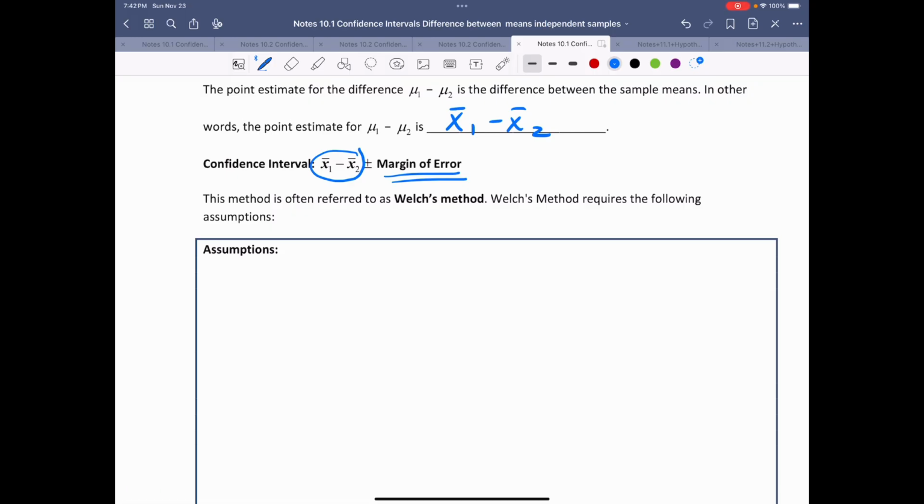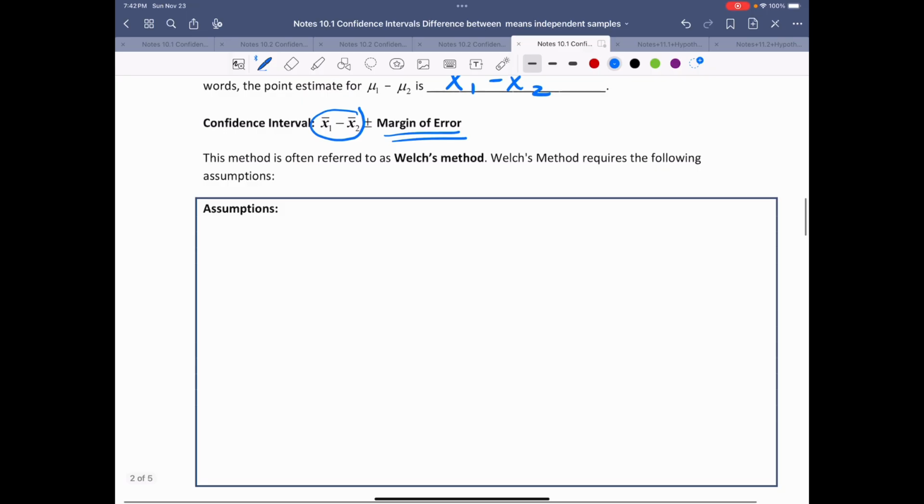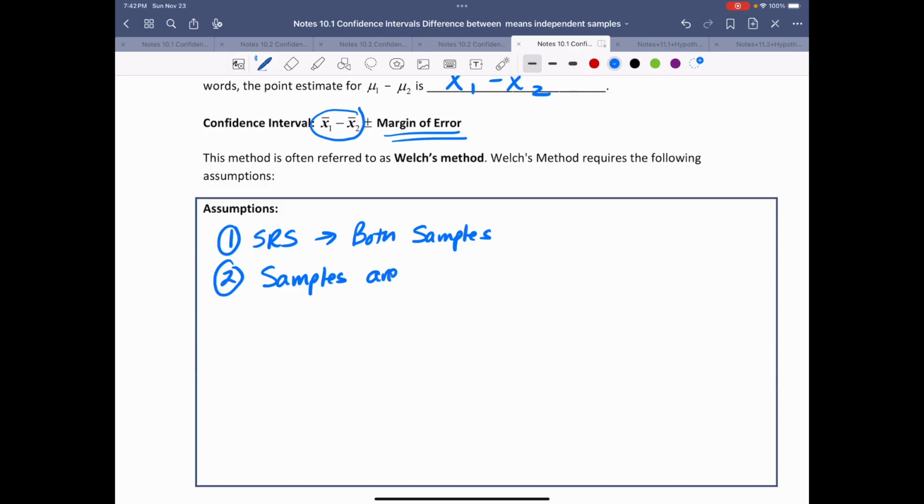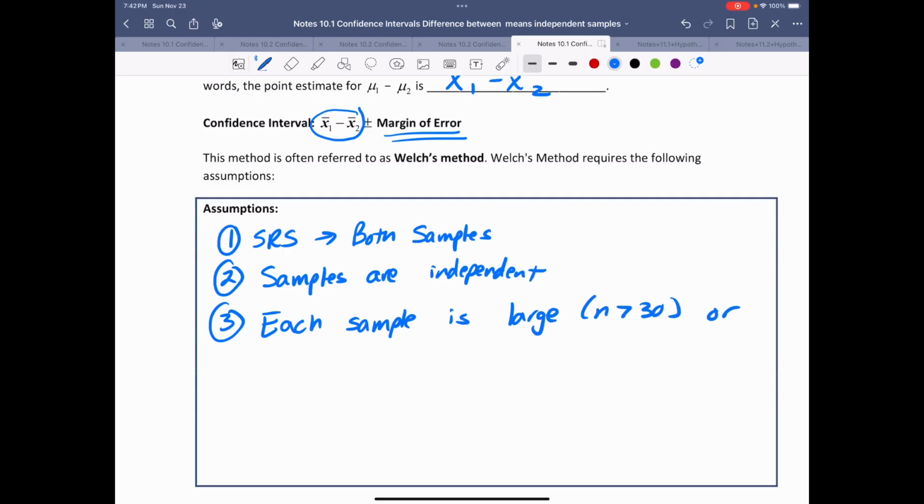And when we have 2 independent tests, we use what's called Welch's method, and you've got 3 assumptions instead of 2. And here are the 3 assumptions. The first one's the same old thing, an SRS from both samples. The new one is that the samples are independent. And the third one is our normal condition again. Either the sample is large, n is greater than 30, or the populations are approximately normal, or you're going to examine your data. And if you do that, you're going to make a graph like what we did before.